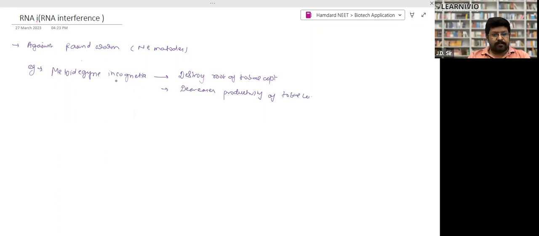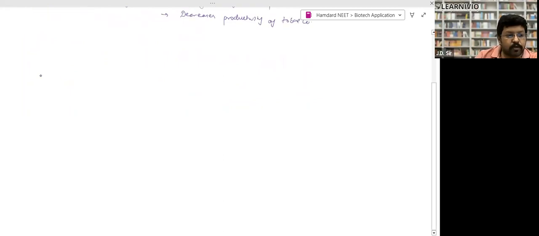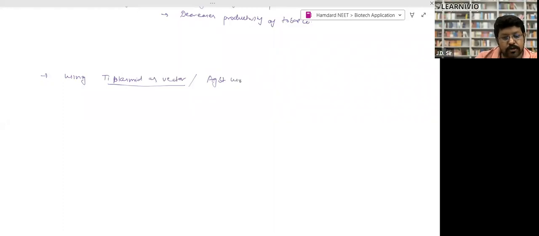Now we have to destroy this worm. So what exactly do we do? We use a technique called RNA interference, right? This RNA interference process, RNAi, can be used for all eukaryotes. So what we do in this process is use Agrobacterium, that is the Ti plasmid, using the Ti plasmid as vector, or rather than the Ti plasmid, we directly use Agrobacterium as vector.